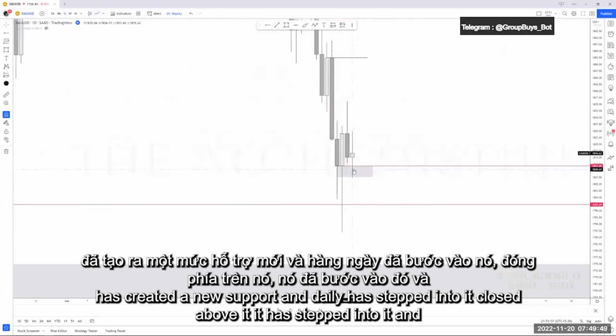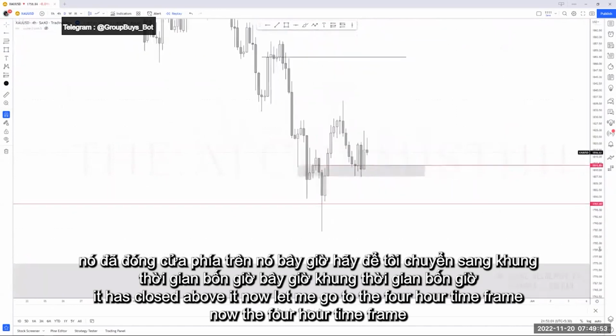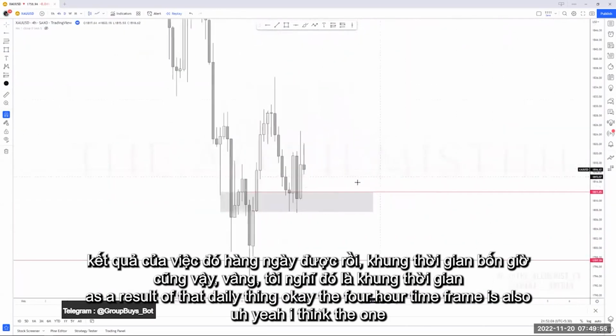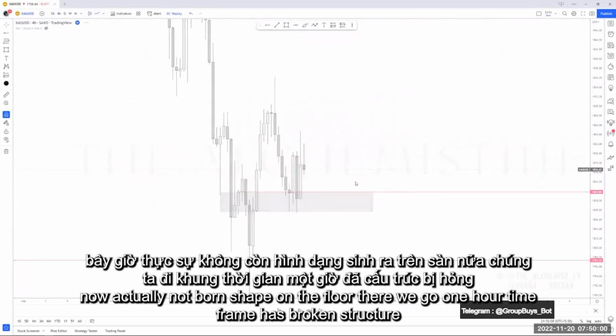See that? Daily has tapped into it and it has closed above it. Now, let me go to the 4-hour time frame. The 4-hour time frame, as a result of that daily move, is also, I think, not bullish yet on the 4.